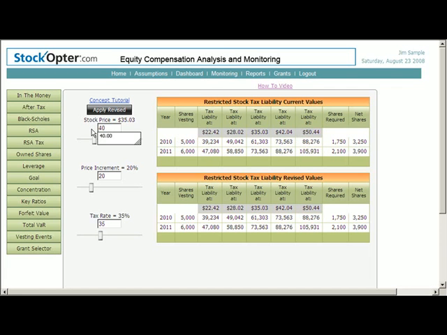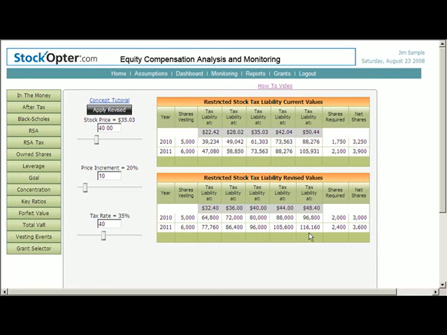price changes. Now let's change the stock price to $40 and the price increment to 10% to show a narrower range of possibilities. Then let's assume Jim's tax rate is 40% when his RSAs vest. With these revisions, when they're applied, we see a new set of RSA tax liabilities, shares required, and net shares.